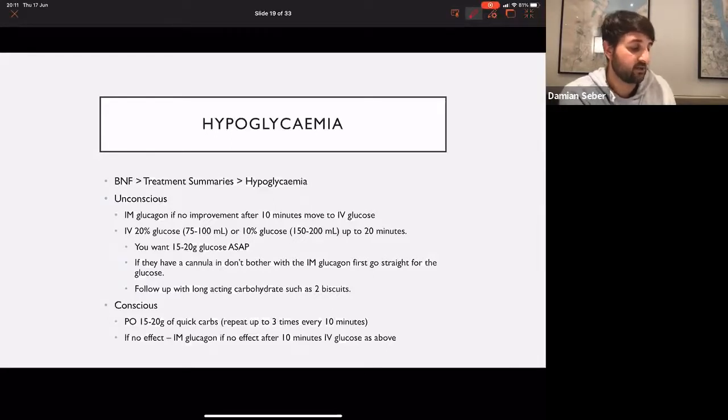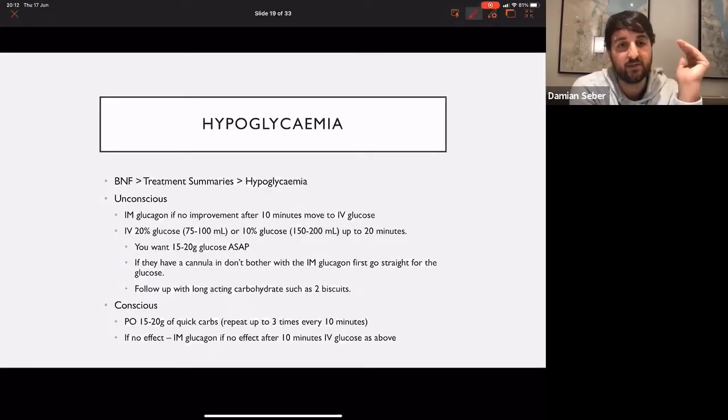If they're conscious, you start with 15 to 20 grams of quick carbs. That can be some sugary sweets. It can be 200 mils of orange juice, Lucozade, whatever you've got. And you can repeat that up to 3 times. I've written that wrong. It's not repeat up to 3 times every 10 minutes. It's just repeat up to 3 times, measure the blood glucose. If it's not improved after 10 minutes, you need to move on to IM glucagon. And if there's no effect of that after 10 minutes, you just give the glucose as above.